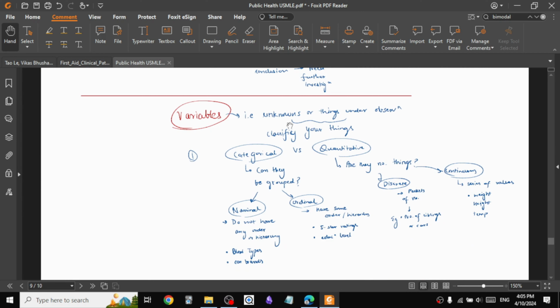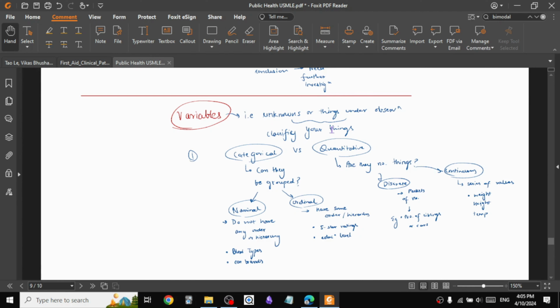Variables are unknowns or things under observation. Okay, variables. So classify your things. If you have a group of toys, you're going to classify your toys as well. All the race cars go there, all the dolls go in that place, and this and that, right? So how do we classify these variables?